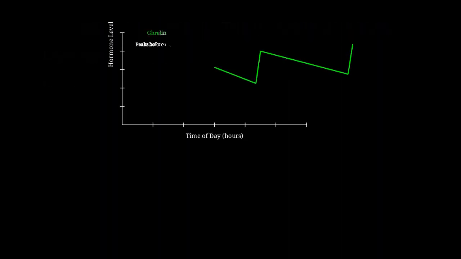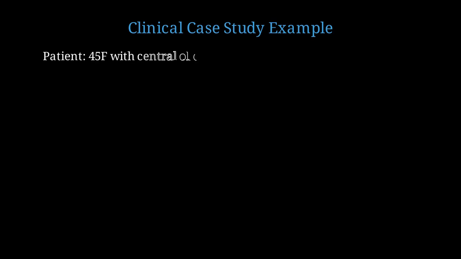This graph shows ghrelin levels throughout the day. Notice the sharp peaks before typical meal times at breakfast and dinner, then rapid drops after eating. Let me present a clinical case to tie this together. A 45-year-old woman presents with progressive weight gain over 2 years, primarily in the abdomen. She reports fatigue, difficulty losing weight despite diet and exercise, poor sleep quality, and high stress from her job.